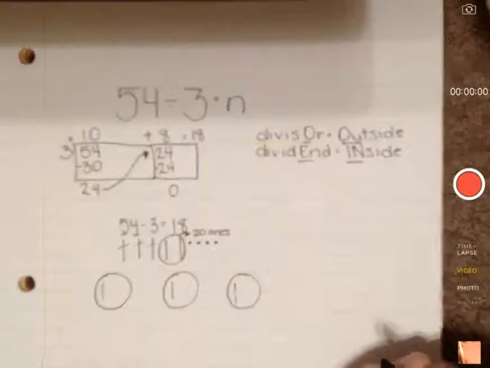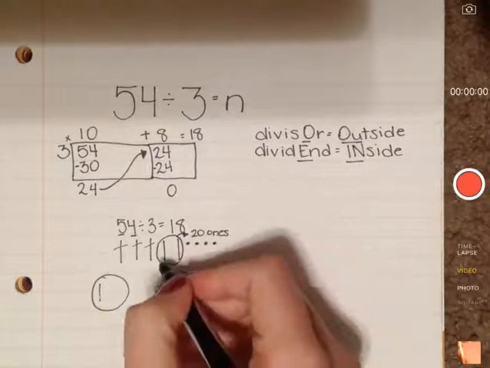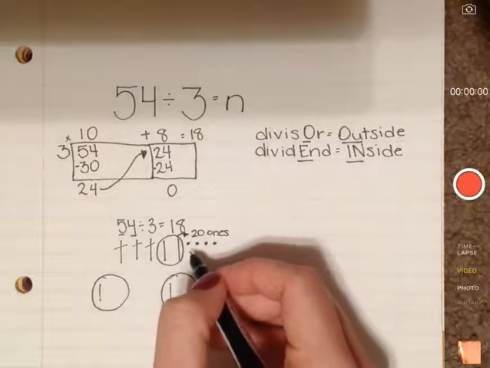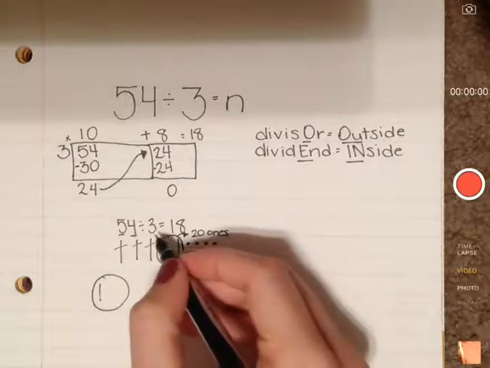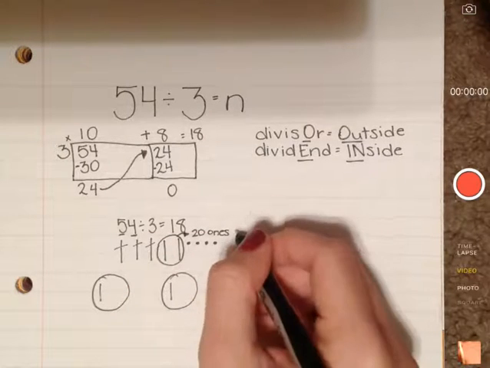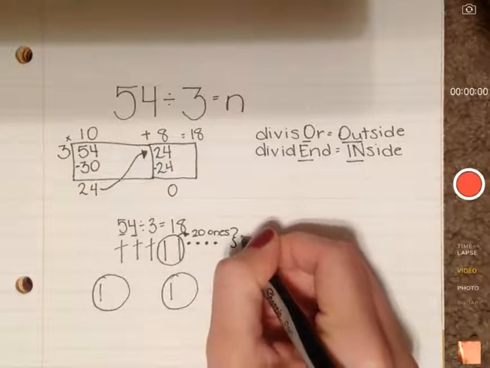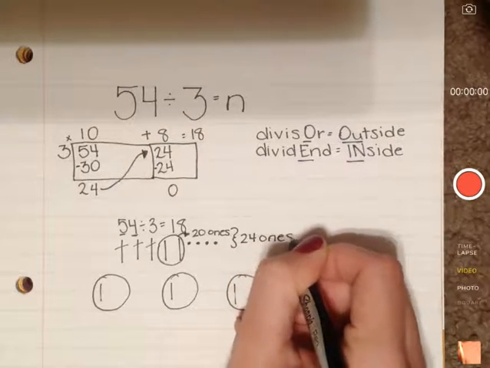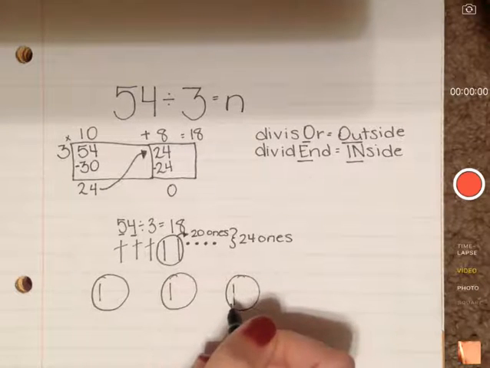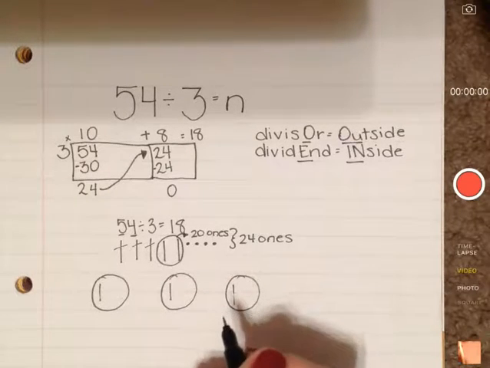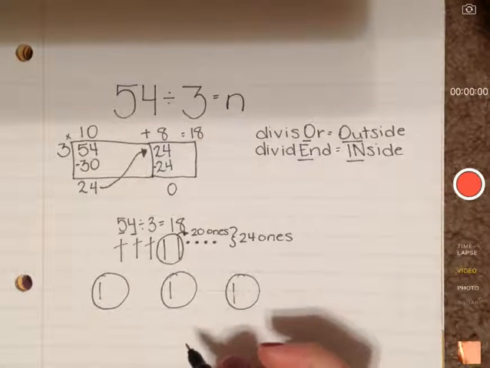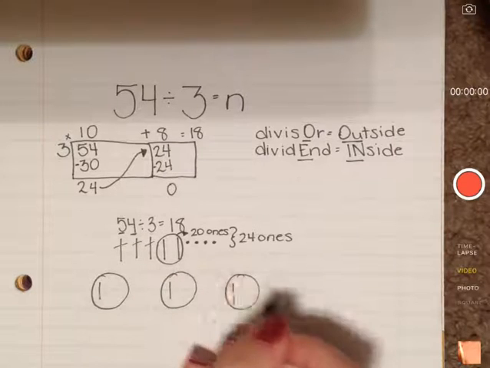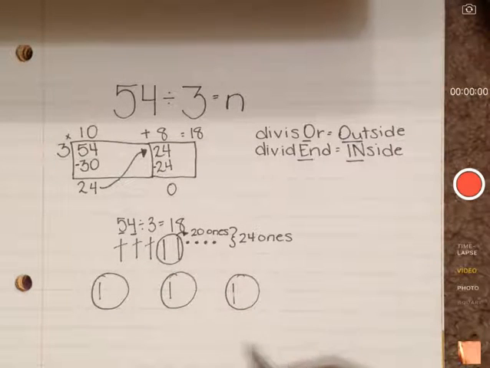Because each 10 stick is worth 10 ones, and I have 2 of them to give me a total of 20 ones. I had 4 ones before from my number 54. And when I put those together, I have a total of 24 ones that I still need to distribute equally into my 3 groups. If you didn't know your multiplication fact of 3 times 8 is 24, you could start counting them off until you got to 24. That is a strategy you can use.